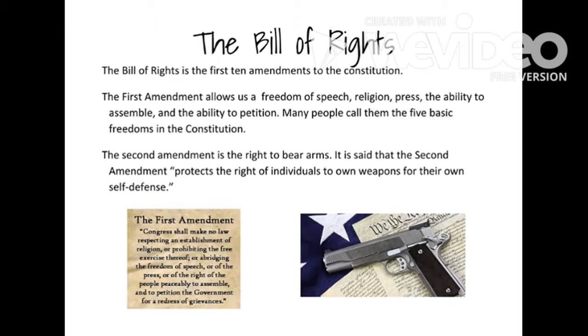The Bill of Rights is the first 10 amendments to the Constitution. The First Amendment allows us freedom of speech, religion, press, the ability to assemble, and the ability to petition. Many people call them the 5 basic freedoms in the Constitution. The Second Amendment is the right to bear arms. It is said that the Second Amendment protects the rights of individuals to own weapons for their own self-defense.